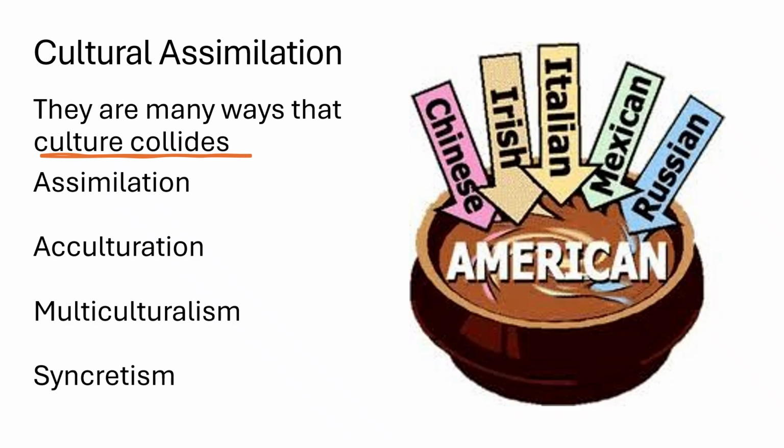Multiculturalism is a social and political approach that recognizes everybody has value, diverse or not. So all diverse cultural backgrounds exist within a society peacefully. Syncretism is the blending of different religious, cultural, or philosophical beliefs to create a whole new system.